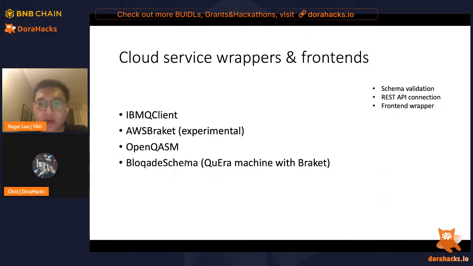In the end, we also care about cloud servers, wrappers, and real connection with the hardware. So we currently have a client for IBM Quantum Services, an experimental implementation for the AWS Braket client. And in July, we're going to have a Blockade schema that connects the Rebrick machine from QuEra Computing.